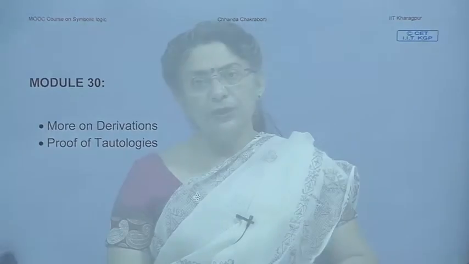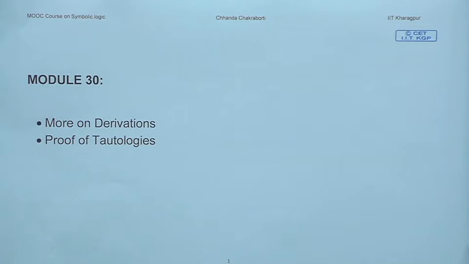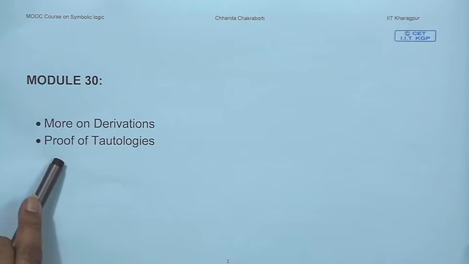By the way, we have been looking into various proof procedures and discussing this, but today we sort of close this discussion. So on our agenda today in module 30 we have whatever we want to discuss about the derivations. We will close that, and then we will learn how to construct a proof of tautologies. By proof I mean the formal derivation.